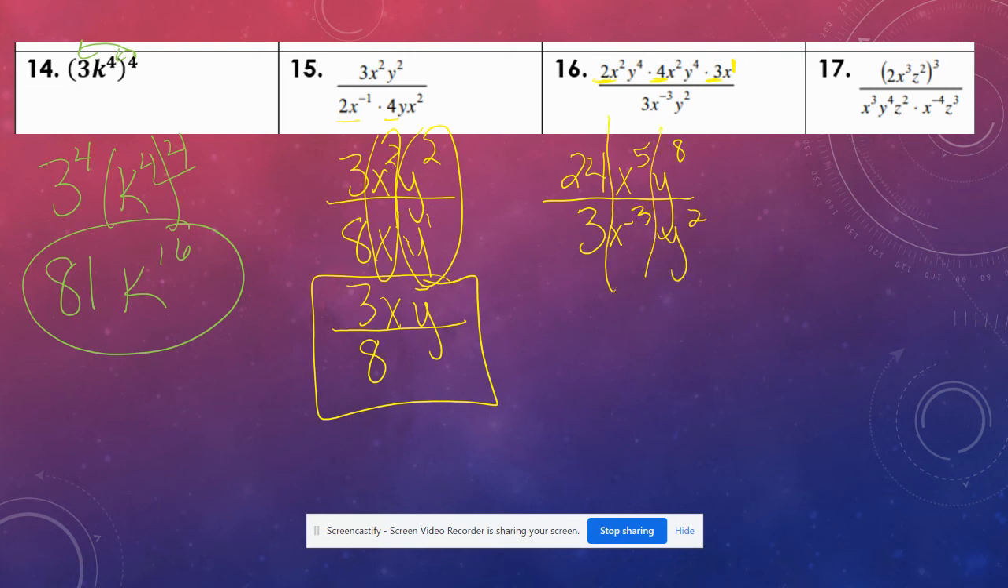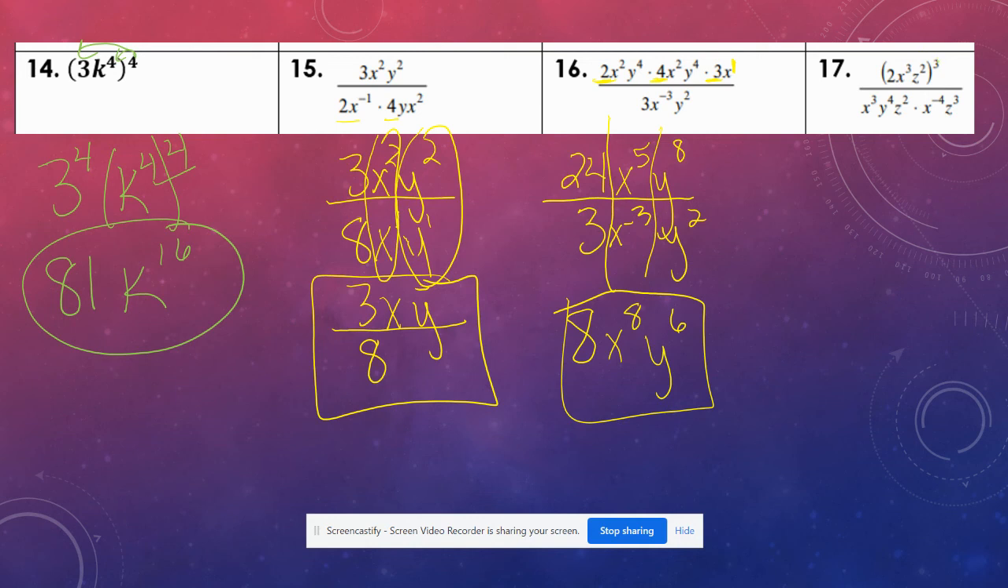Now I can look at these. 24 divided by 3 is 8. This negative 3, you can either say, well, the negative flips that 3 up to the top, or using division rule, 5 minus negative 3 is 8. So we have x to the 8th. And then 8 minus 2 is 6. So 8, x to the 8th, y to the 6th.